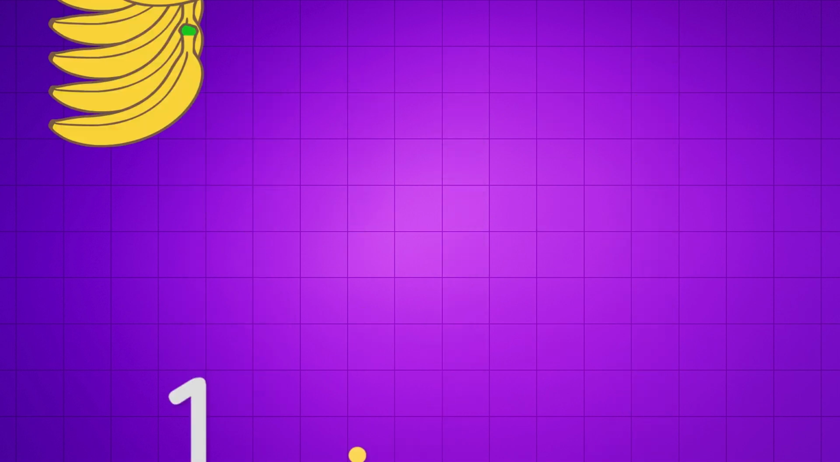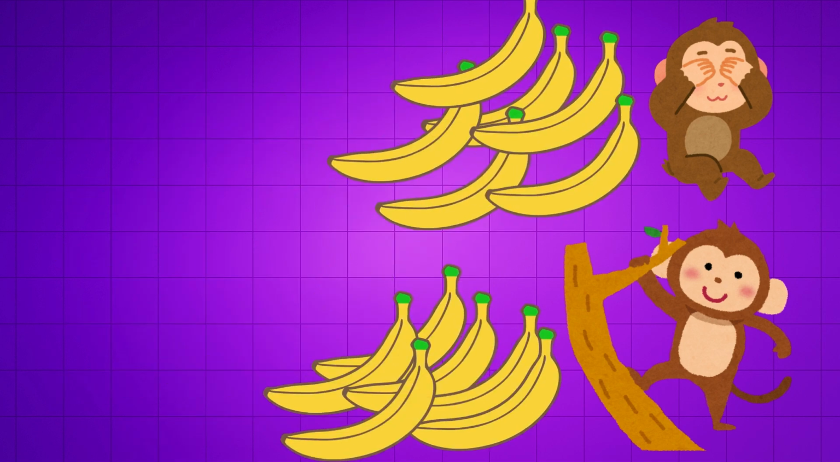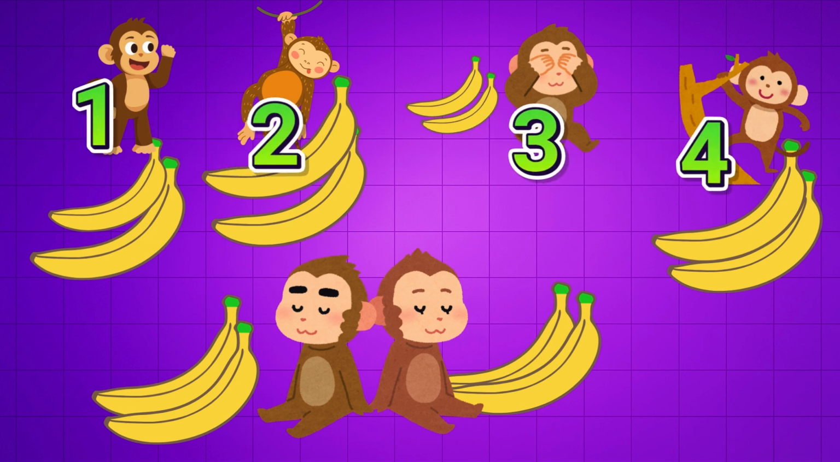Let's see it in a picture. Imagine you have 12 bananas for some monkeys. If only 2 monkeys are sharing the bananas, each monkey gets a lot of bananas. But if 6 monkeys are sharing the same 12 bananas, each monkey gets much less. The total number of bananas did not change. We still have 12 bananas. The only thing that changed is the number of monkeys sharing them. And as the number of groups gets bigger, the amount each group gets becomes smaller.